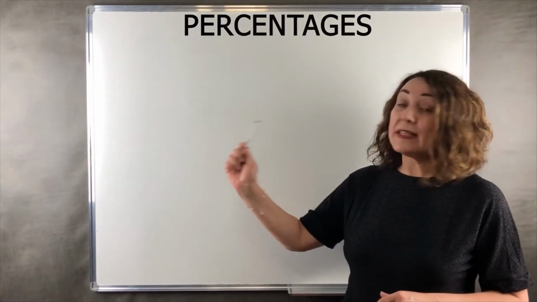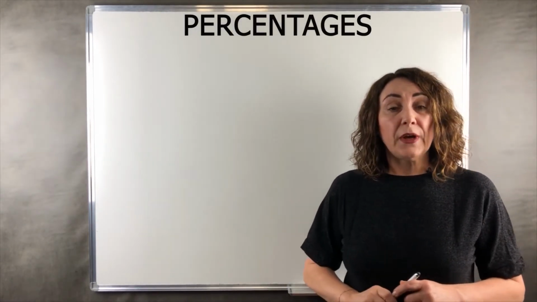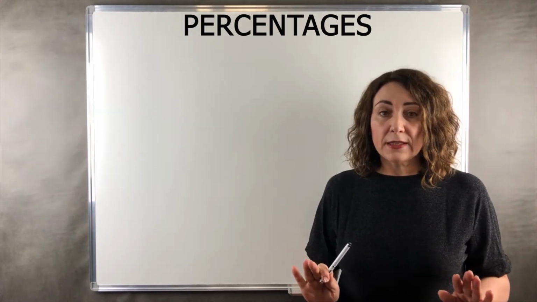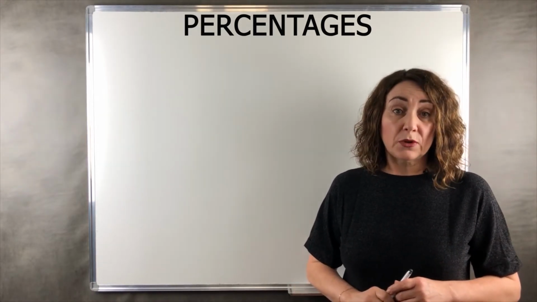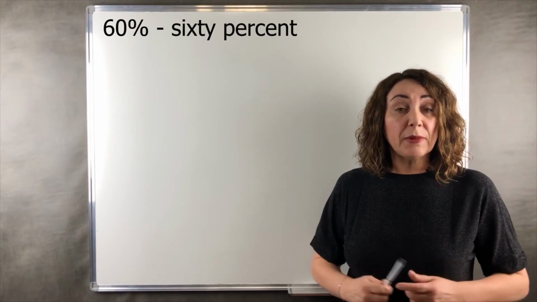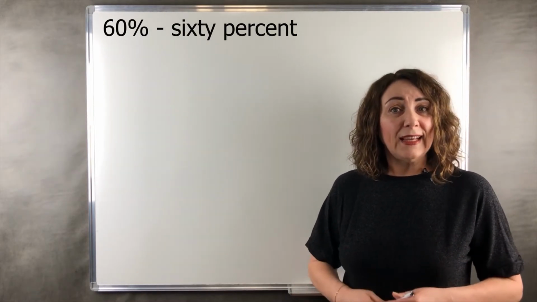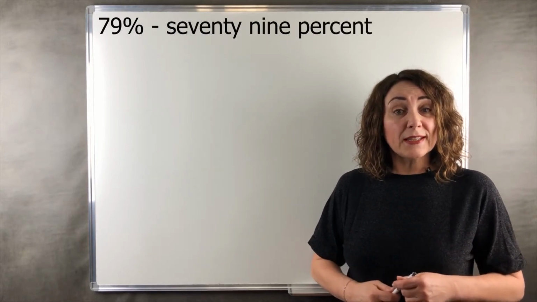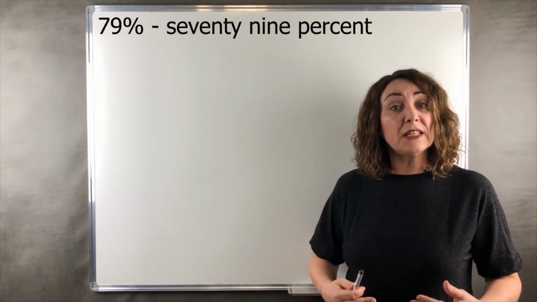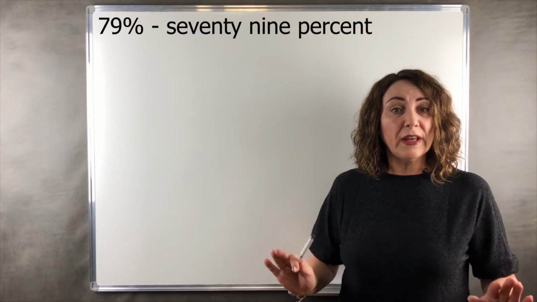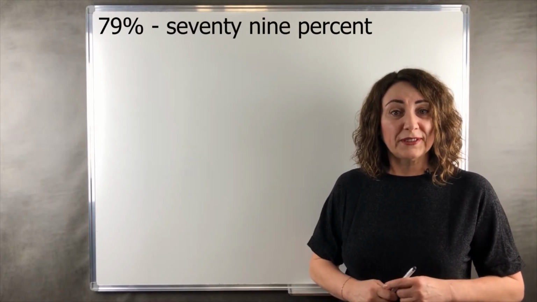As for percentages, we don't use S. For example, 60%, in English we will say 60%. Or, for example, 79%, we will say 79%. The letter S does not exist.